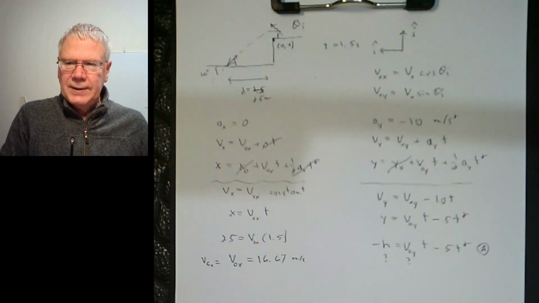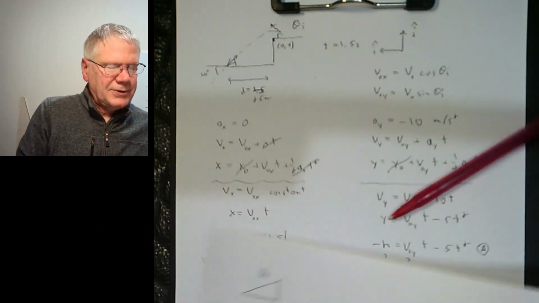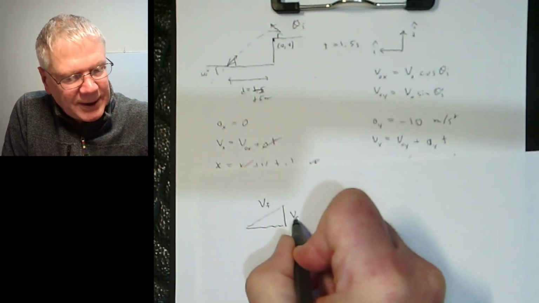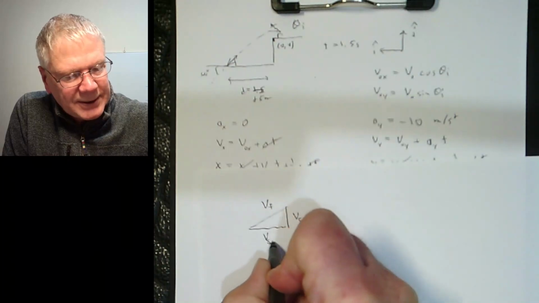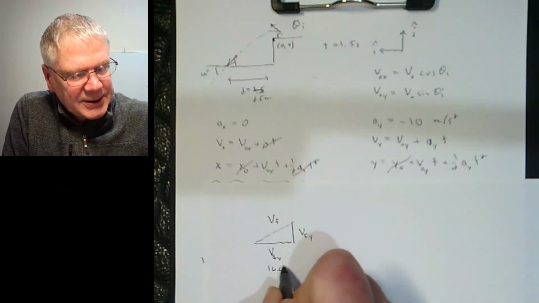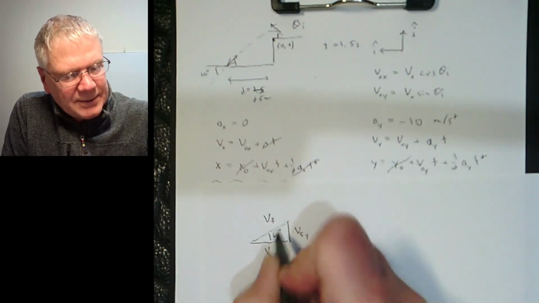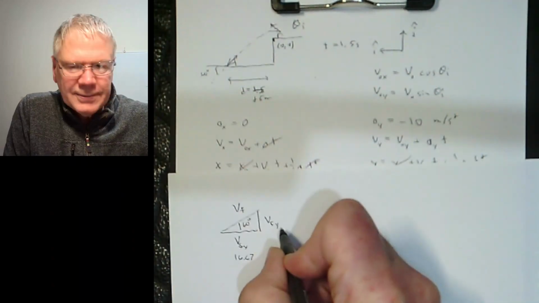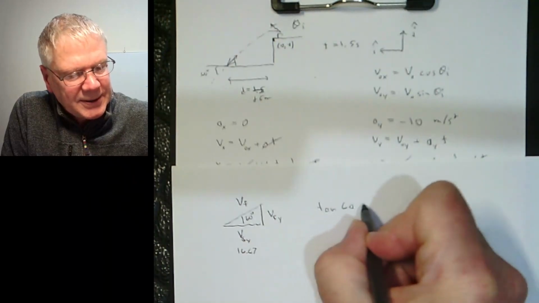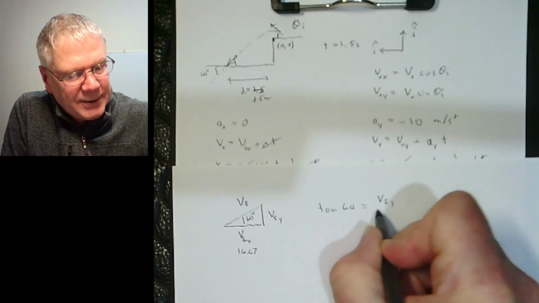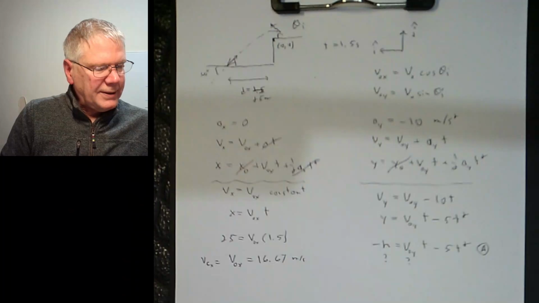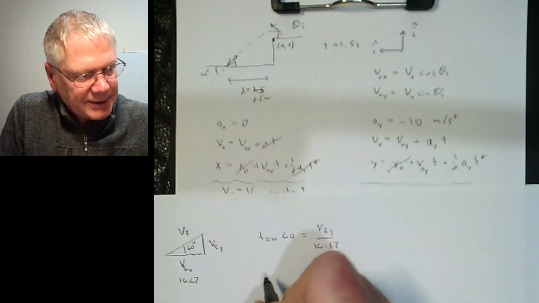Here's v. I'm just going to use some scrap paper here for side work. This is my v final, this is my v final y, and this is my v final x, which I just found to be 16.67. And this is 60 degrees. So the tangent is opposite over adjacent. Tangent of 60 is equal to v final y over 16.67.